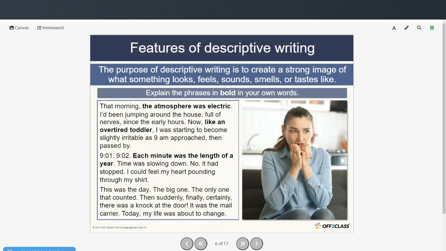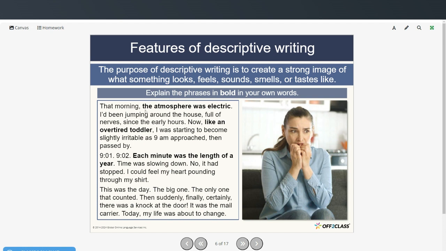Okay, so the purpose of descriptive writing is to create a strong image of what something looks like, feels, sounds, smells, or tastes like. So see if you can explain the phrases in bold in your own words. So the atmosphere was electric. Think about what that might mean. Like an overtired toddler. And each minute was the length of a year.